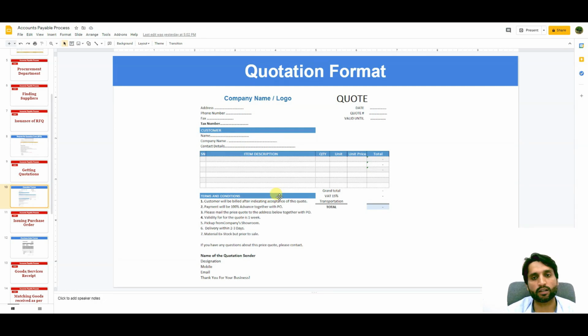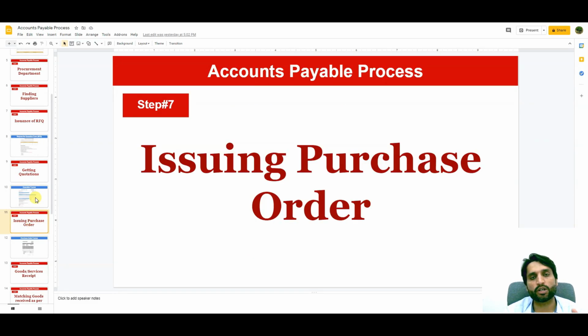Now we have all the quotations from different suppliers. After that, the procurement department will issue a purchase order. Whichever supplier has the lower cost and the material according to the specification of the company's requirement, they will issue the purchase order to him. So the procurement department is going to issue a purchase order.